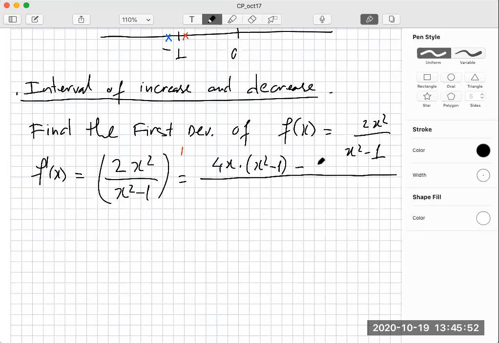Very good. Quotient rule, right? And the denominator square. Thank you, Carson. Good job. So let us simplify it.